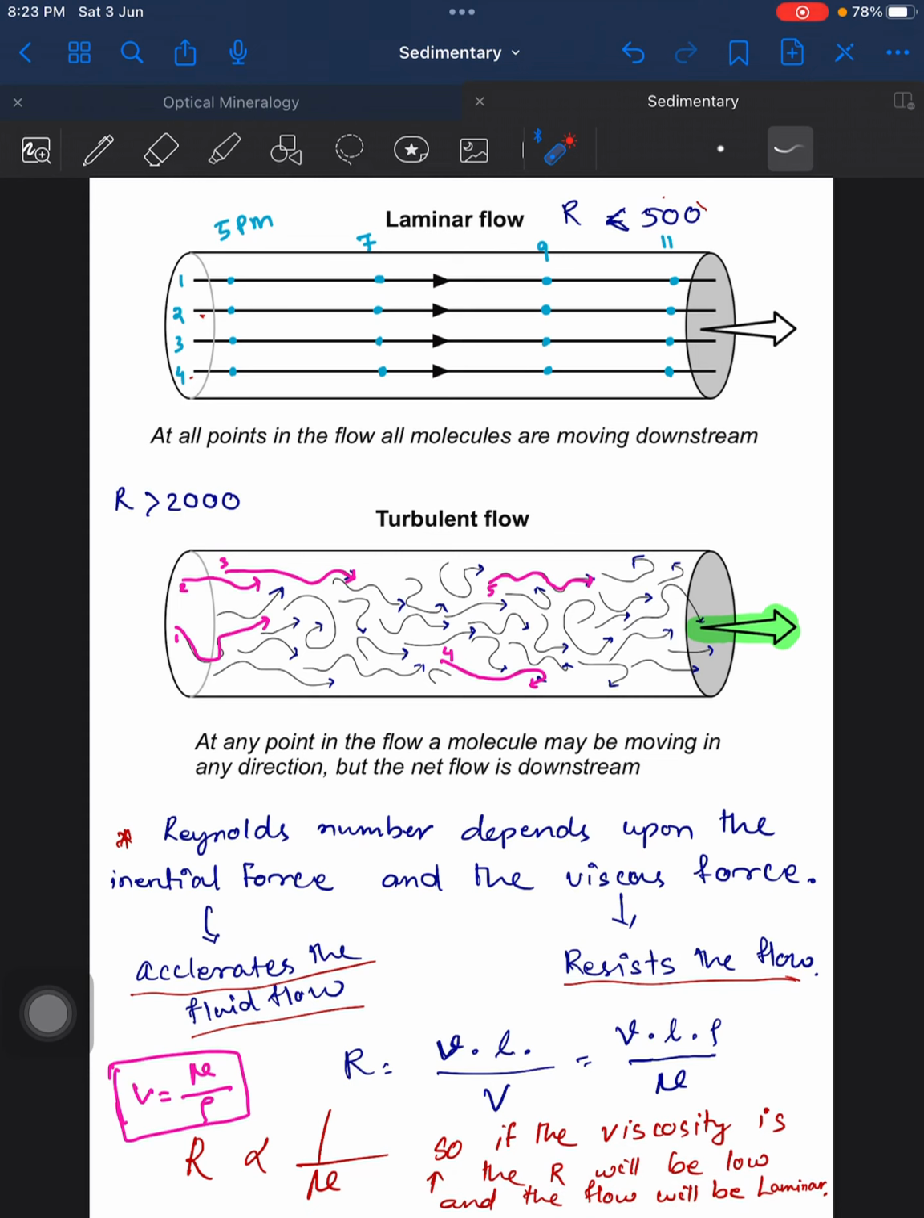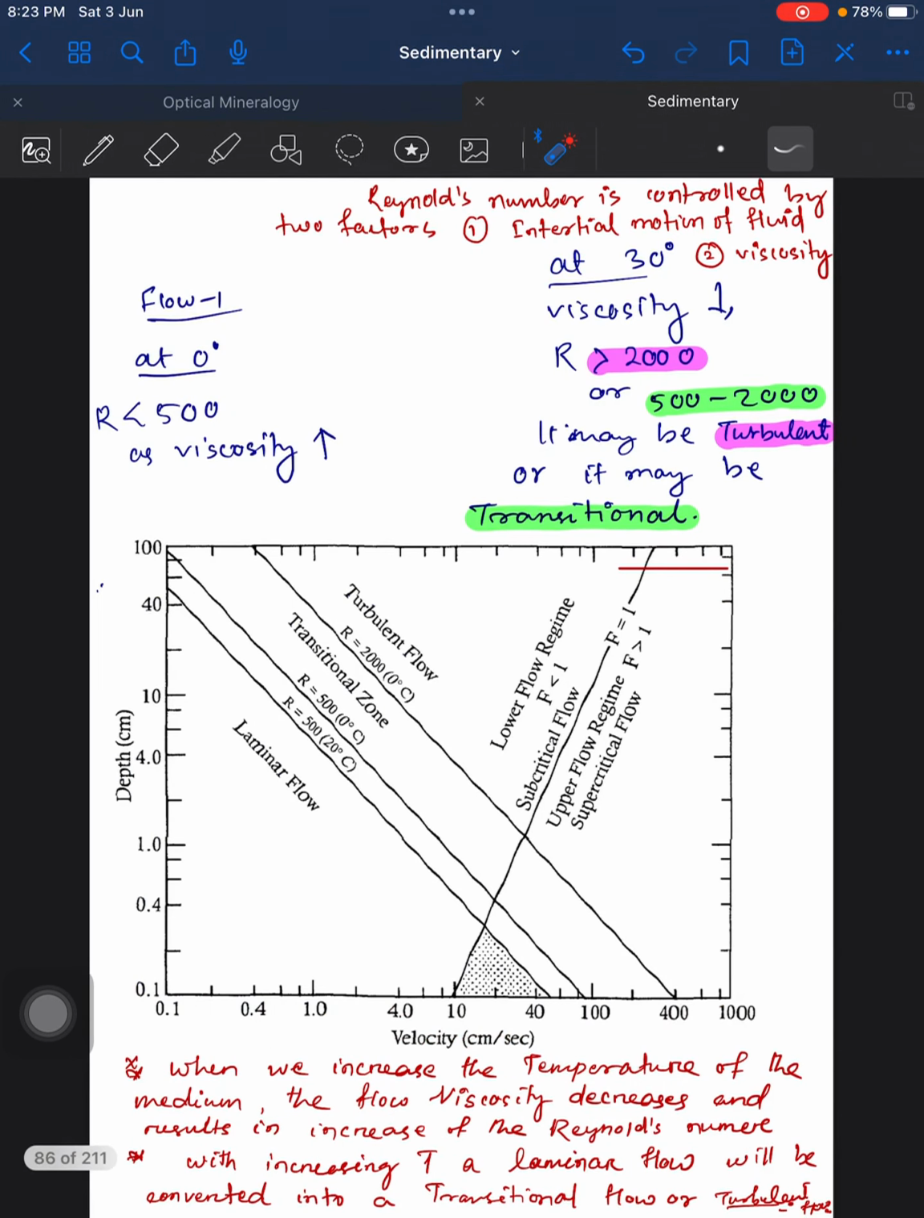Okay, so that means what I am trying to tell you, the more viscous the medium will be, the more viscous the liquid will be, the Reynolds number will be less, because Reynolds number is inversely proportional to viscosity. Okay, so this is the thing.